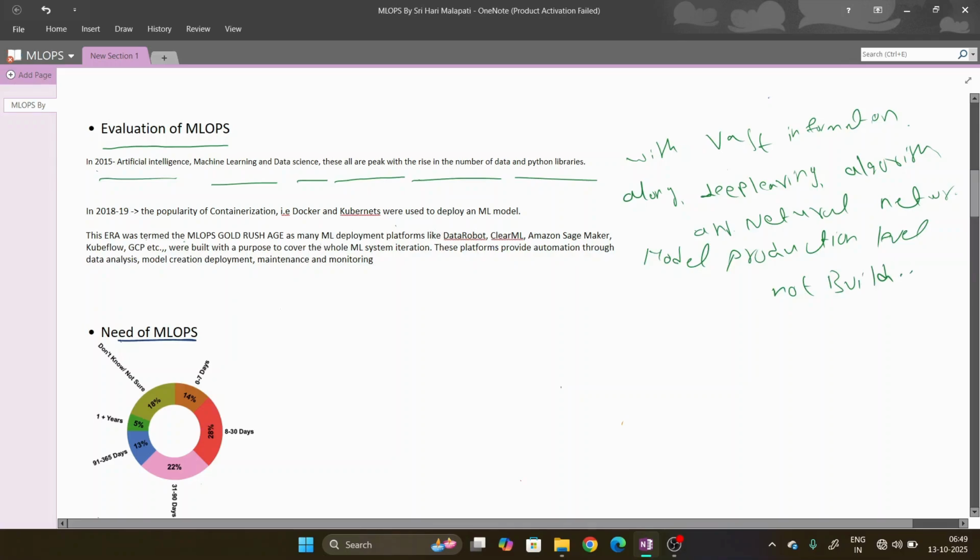After that, in 2018 to 19, the popularity of containerization, that is Docker and Kubernetes, was used to deploy ML models.